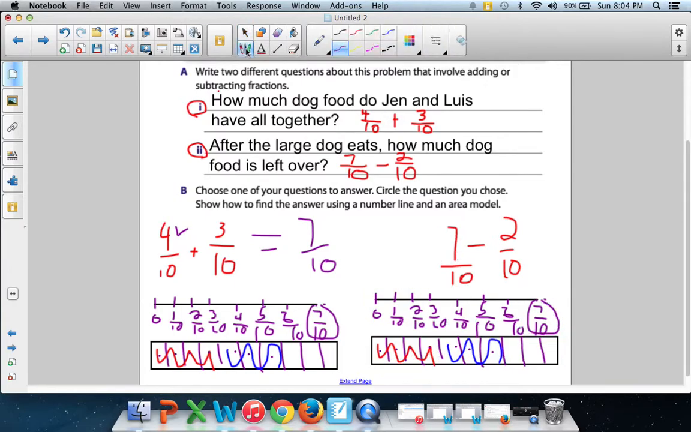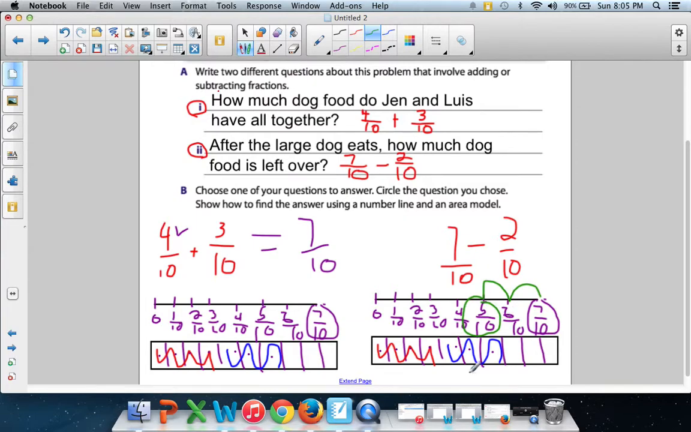So over here we're doing subtraction. We should start at 7/10, where it says to start. But then we have to take away 2/10. So we take away 2/10. We go 1. Take away means go left, go the other way. And 2. And where do we end? 5/10. 7 minus 2 is 5.